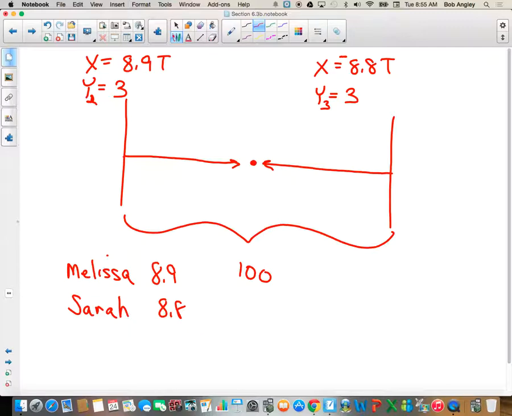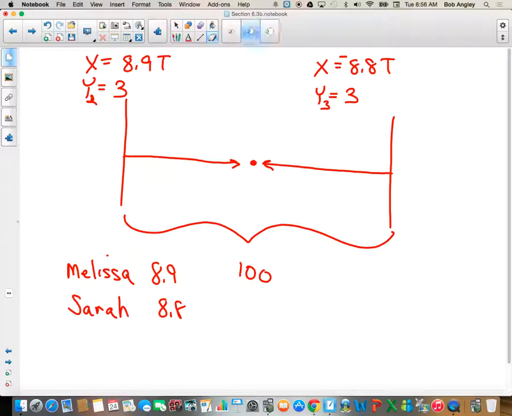Where's she going to be at time 0? 0, right? Where's she going to be at time 1? Just put a 1 in there. Negative 8.8. So she's going to be starting here and running that way, right? So what we need to do is make her start over here, which is at 100.